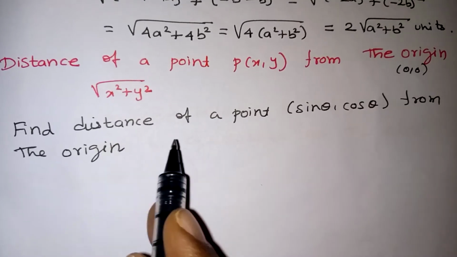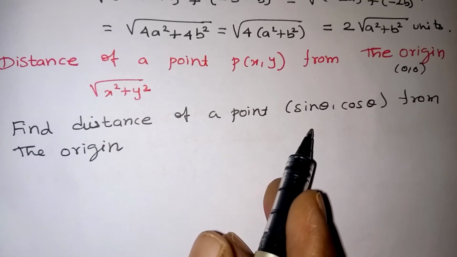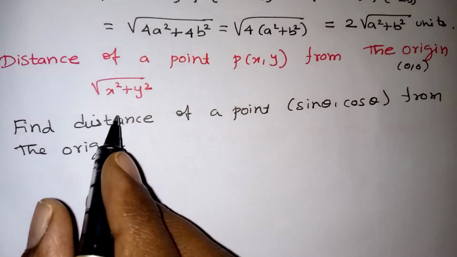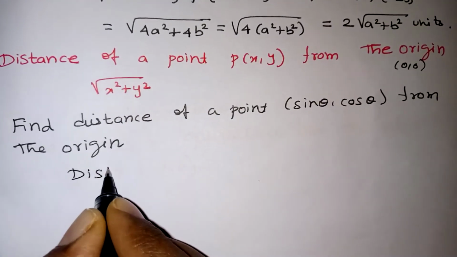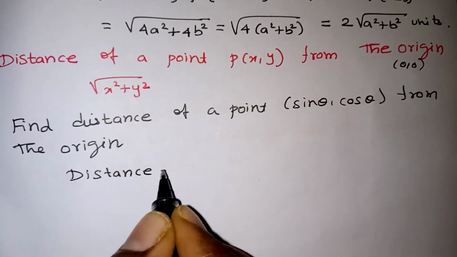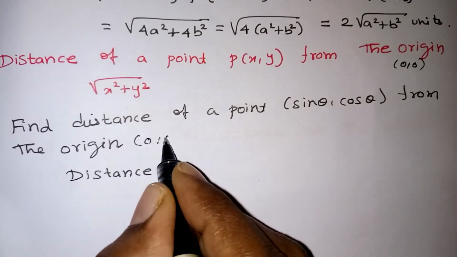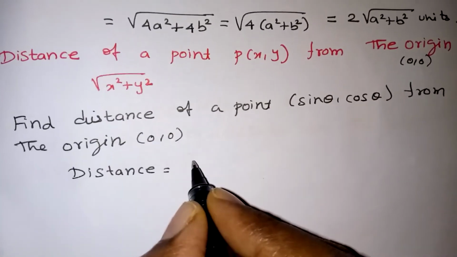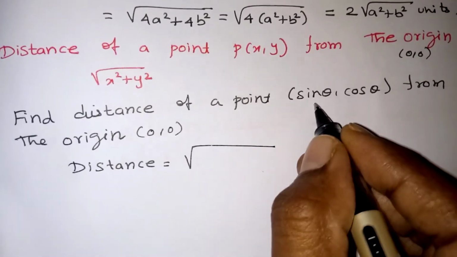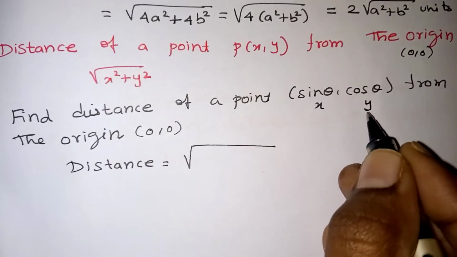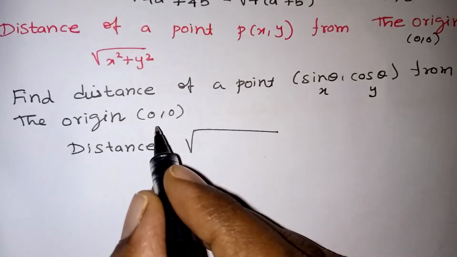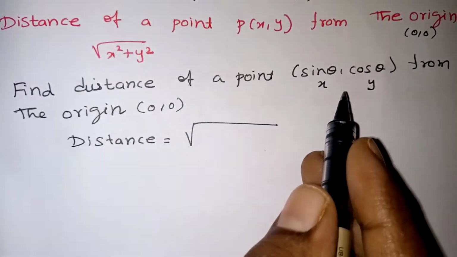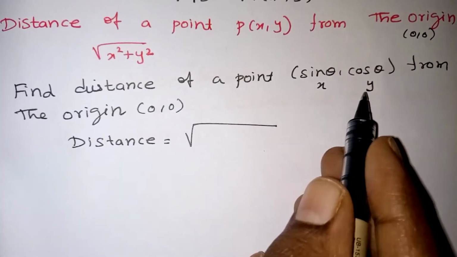Find the distance of the point sin theta comma cos theta from the origin. Now we have a formula: the distance is root of x squared plus y squared, because the question asks from the origin. So we apply it only to the point which is given to you. This is our x value, this is our y value. Since the other point is the origin, you don't need to consider x1, y1, x2, y2. The point given other than the origin should be taken as x and y.